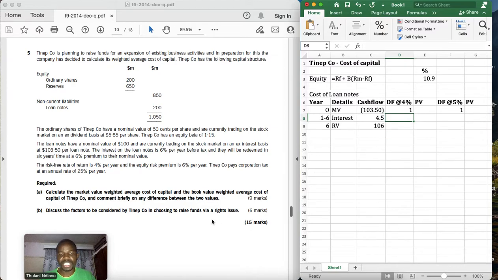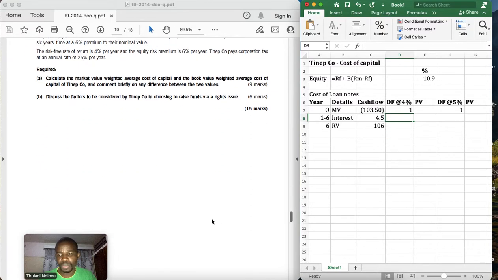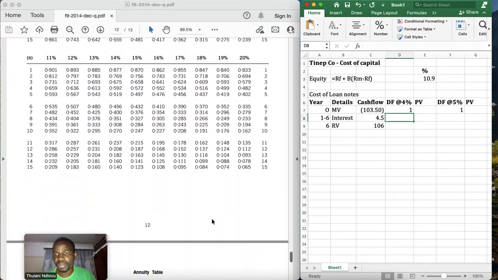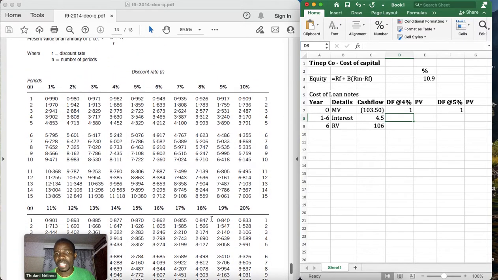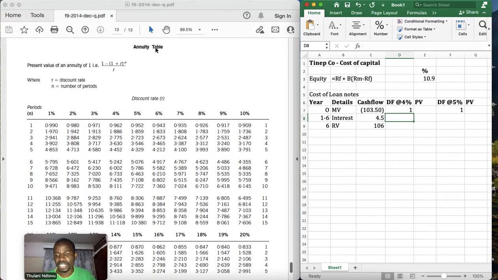This is an annuity, so we have to go to the annuity tables. These are our annuity tables as they are written on top there. 4% for 6 years is 5.242. The annuity at 5% for 6 years is 5.076.